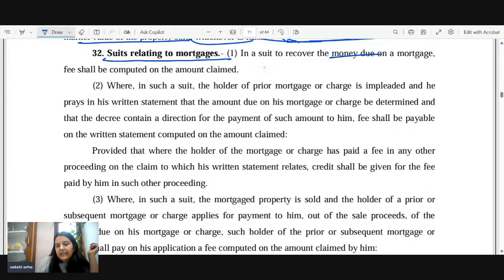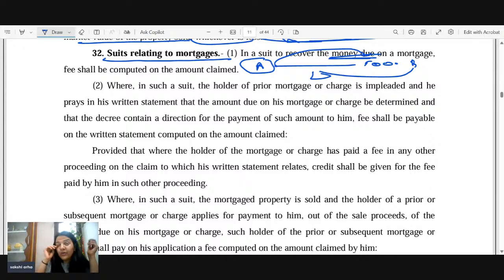Suppose A is a person who has given 5,000 to B and for which B has kept a property mortgage. अब अगर A suit file कर रहा है that I want to recover my money, okay, whatever money is due, I want to recover that. That means I want my 5,000. In that case, whatever amount is claimed, okay, he is claiming 5,000. तो जितना वो amount claim कर रहा है उस पे fees will be valued.